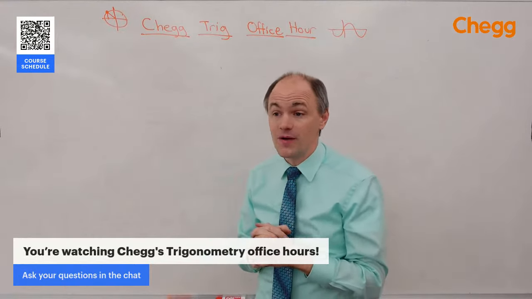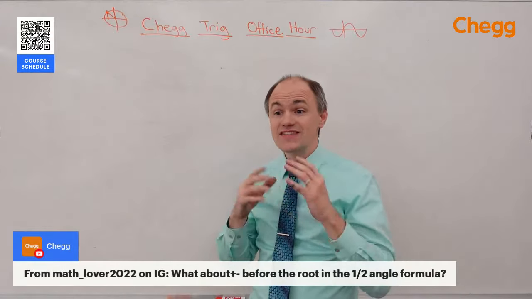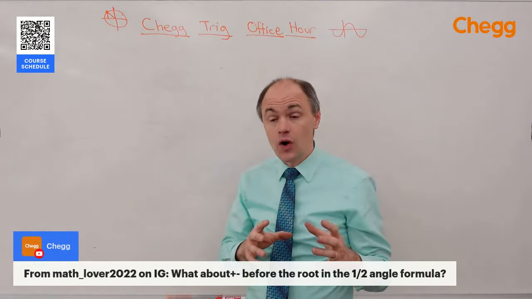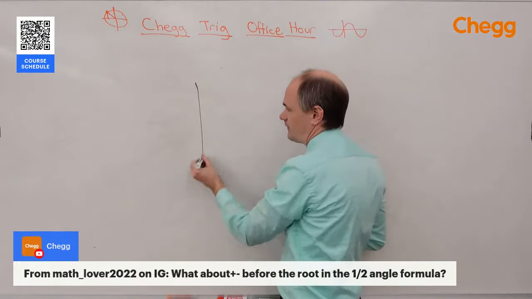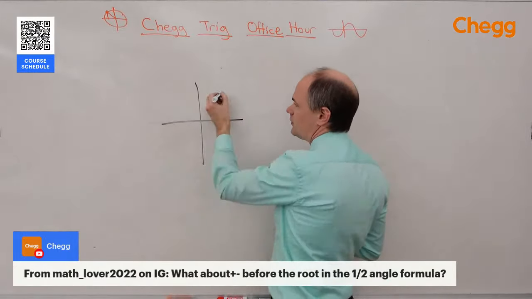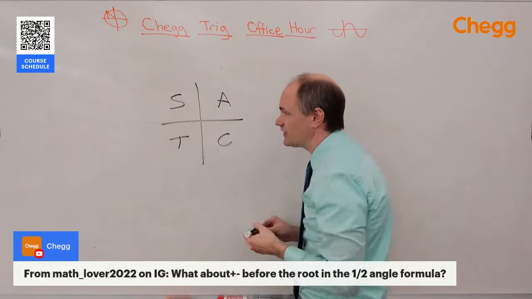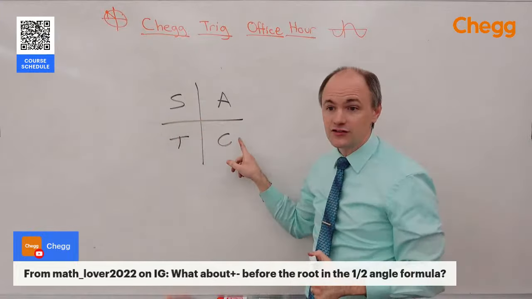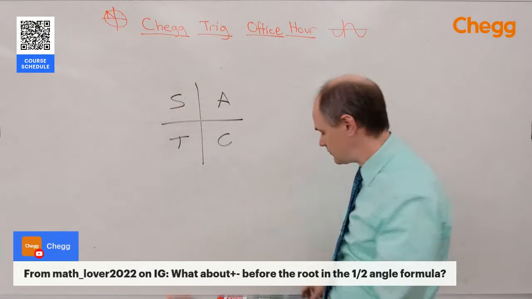So a quick question came in from Math Lover though. What about the plus or minus? That plus or minus has to do with what quadrant we're in. So if you're working with sine in the second quadrant, sine in the second quadrant is negative. You've heard that all students take calculus. That tells us who is positive where. Everything's positive, sine's positive, tangent's positive, cosine's positive.